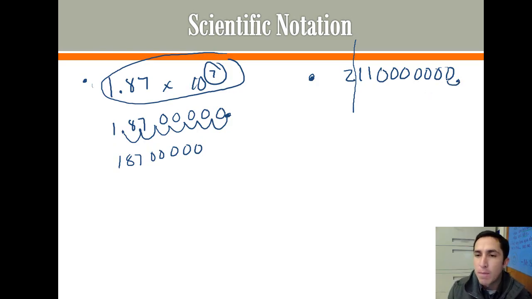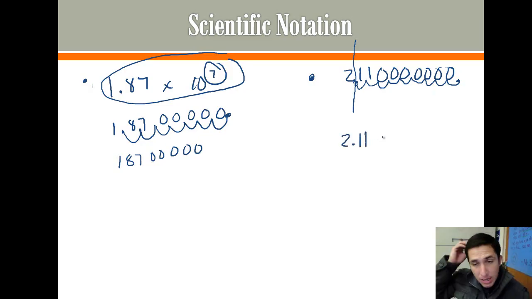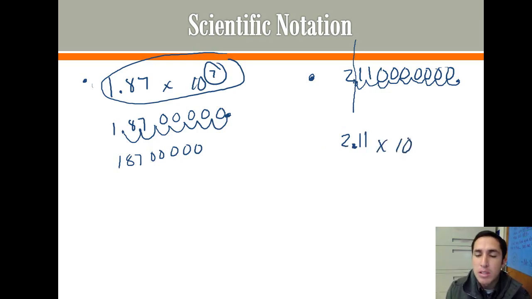So let's count. 1, 2, 3, 4, 5, 6, 7, 8, 9. How many times did we move that decimal? 9 times. Okay. And usually when you write scientific notation, they have 3 significant figures. That just means 3 digits here. Maybe you'll have 1 there, 2 there, I don't know, but usually it's going to be 3. So it's going to be 2.11. We stop the decimal there. Times 10 to what power? Let's see.